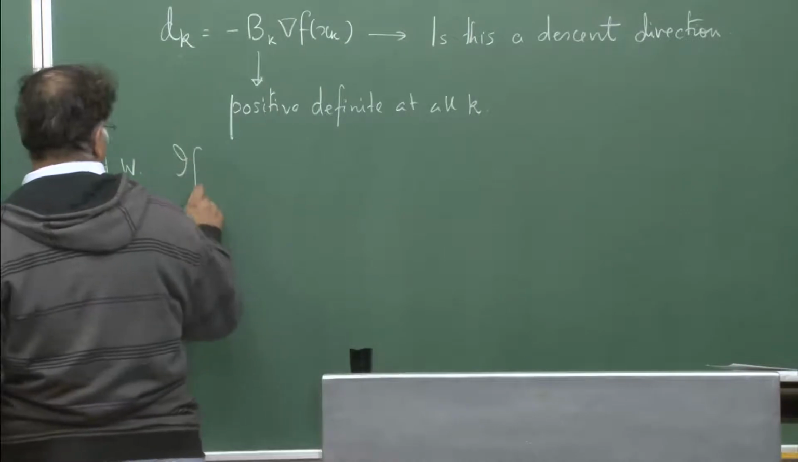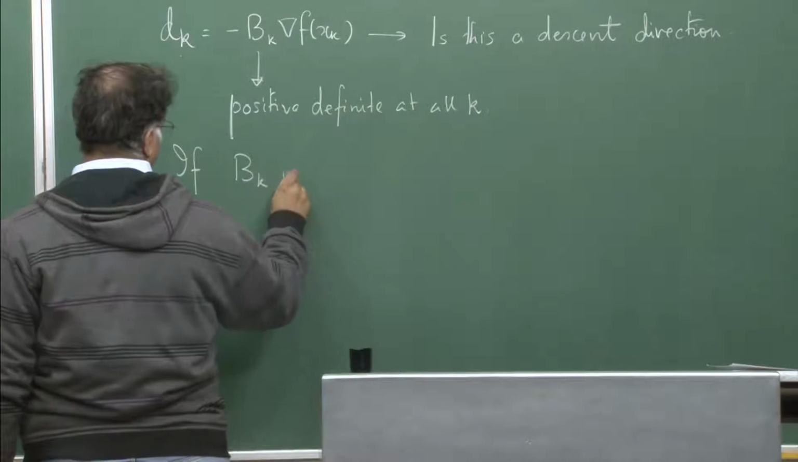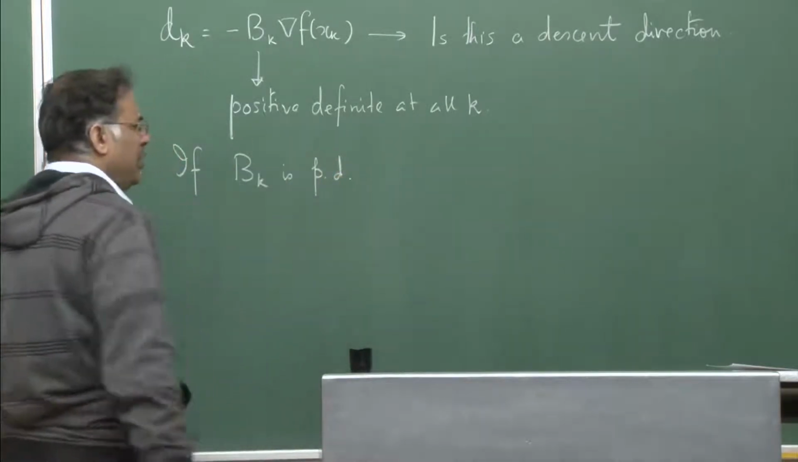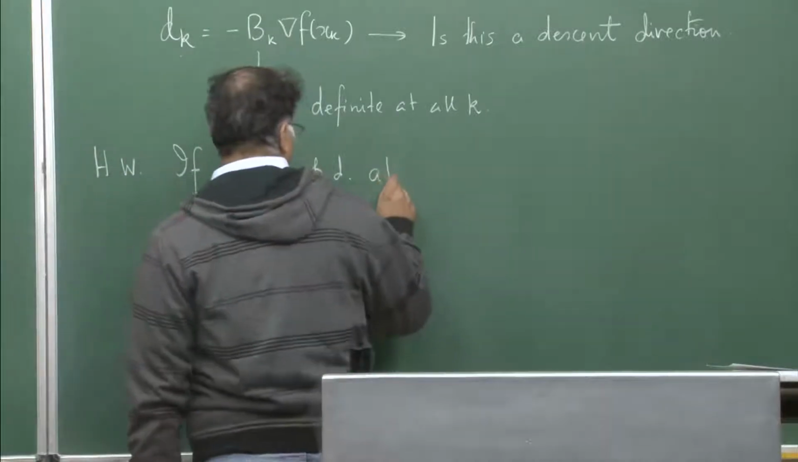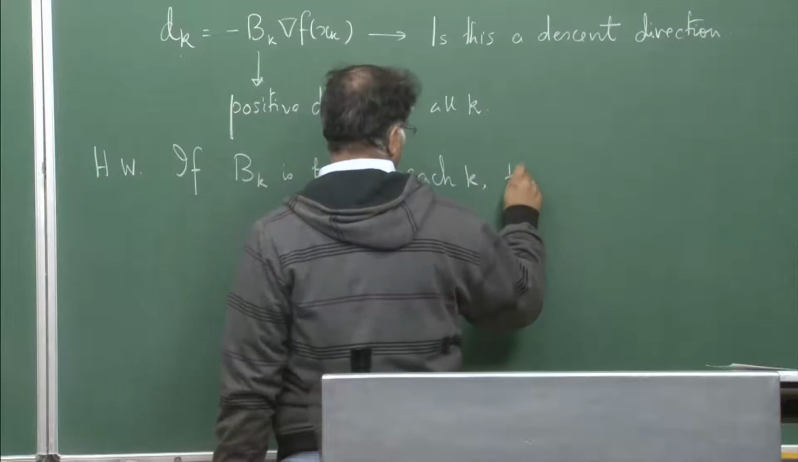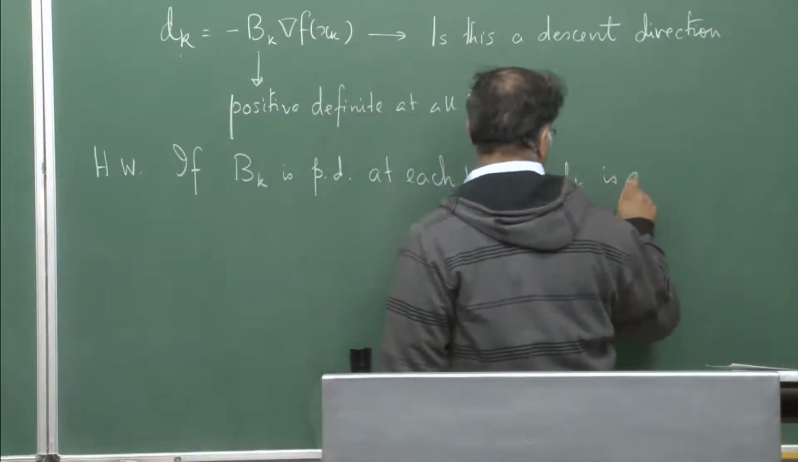So, if Bk is positive definite, which I am writing in short PD, at each k, then dk is a descent direction.